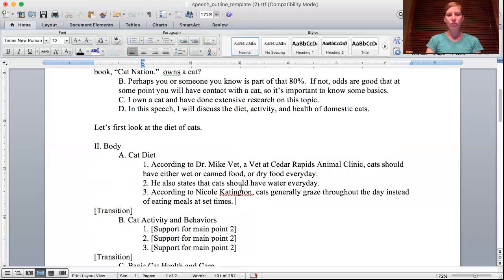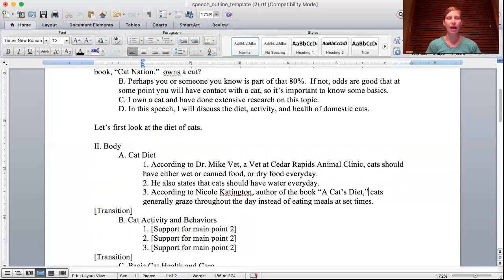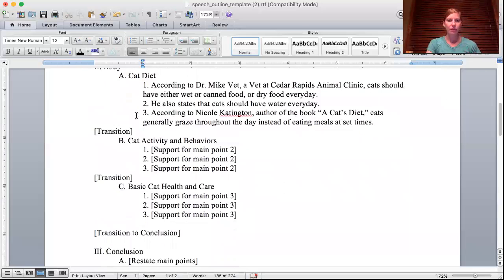One thing that I did miss here with Nicole Cattington, I didn't say who she is. So that's like half a citation there. It's better to say the author. You're giving credit to the person, but it doesn't really help your credibility because it doesn't tell me who Nicole Cattington is. So now we can say author of the book, A Cat's Diet. That's much better. Now we know, okay, that's who she is. She wrote a book. Okay. So we've got our first main point.